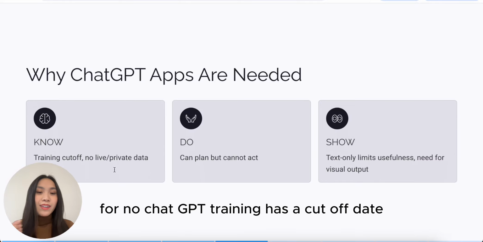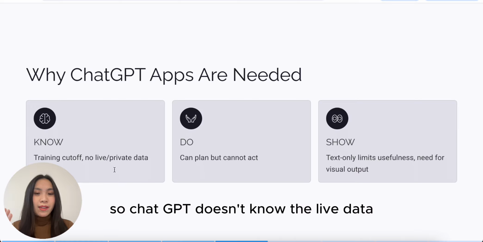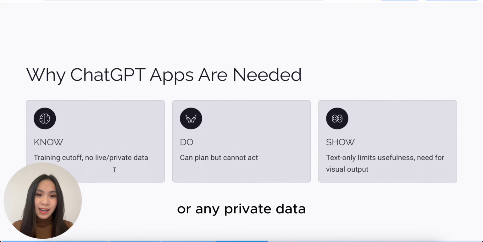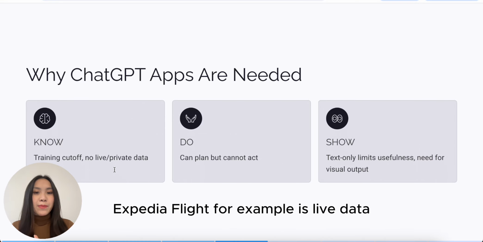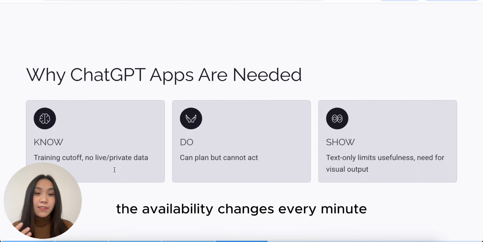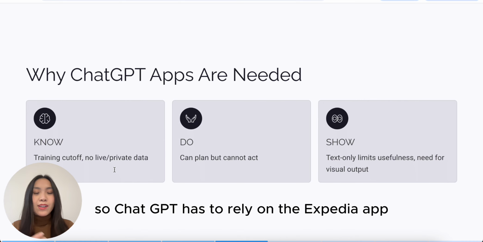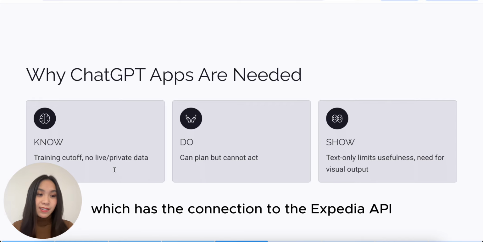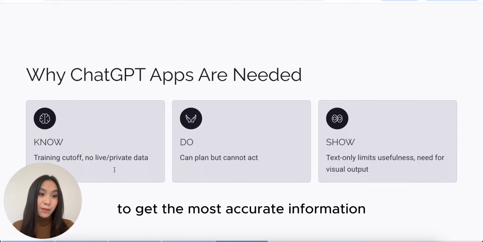For know, ChatGPT's training has a cutoff date, so ChatGPT doesn't know live data or any private data. Expedia flights, for example, are live data. The availability changes every minute, so ChatGPT has to rely on the Expedia app, which has the connection to the Expedia API, to get the most accurate information.